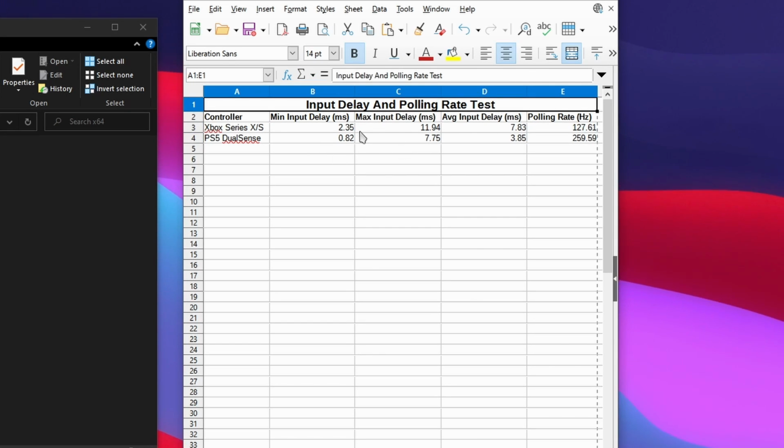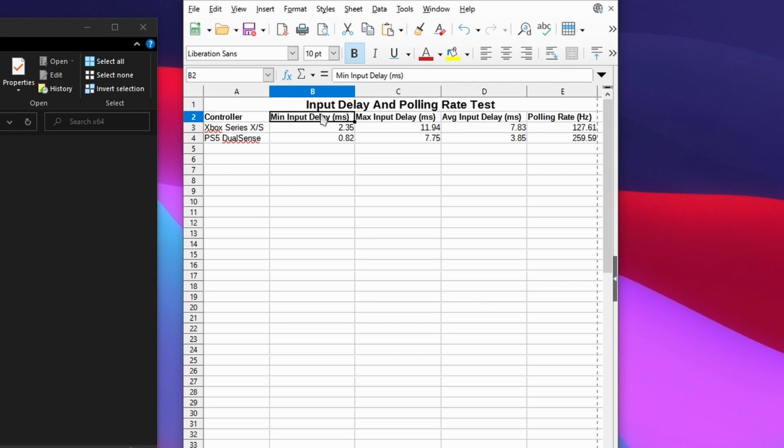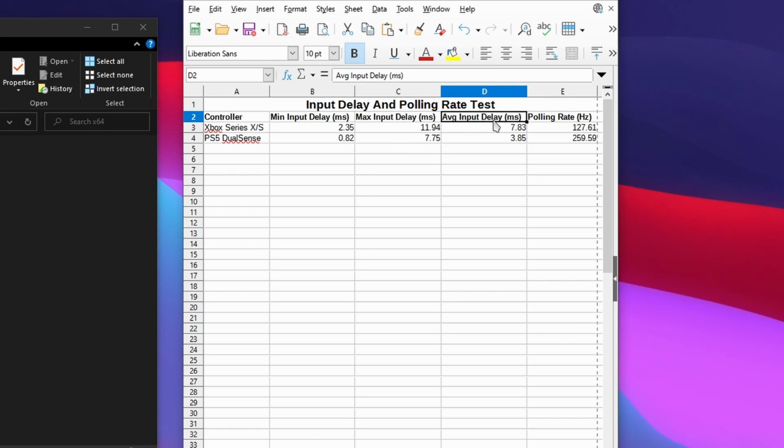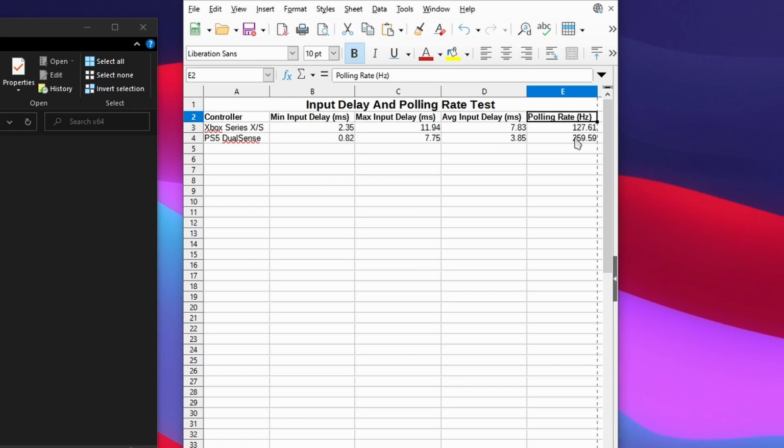When comparing the two, you can clearly see that the DualSense is faster than the Xbox Series controller. At the fastest, the DualSense is about 1.5 milliseconds faster, and at the slowest, the DualSense is about 4 milliseconds faster. And on average, at about 1,000 samples, we have about a 4 millisecond difference. And in terms of polling rate, the DualSense is about twice as fast as the Xbox controller.